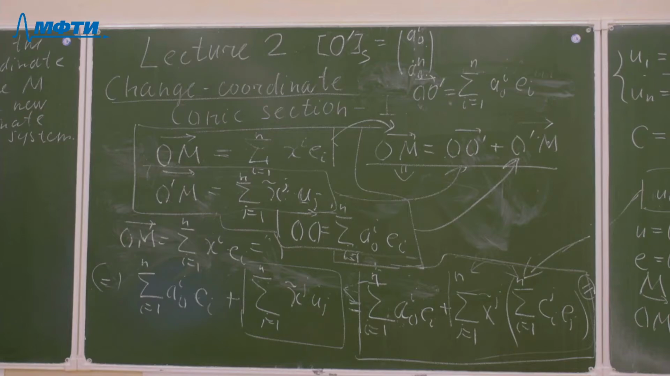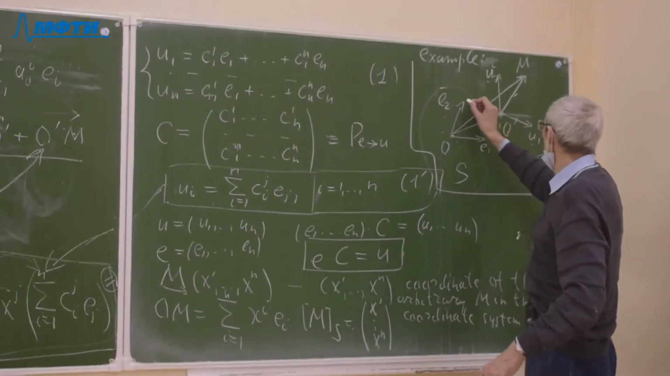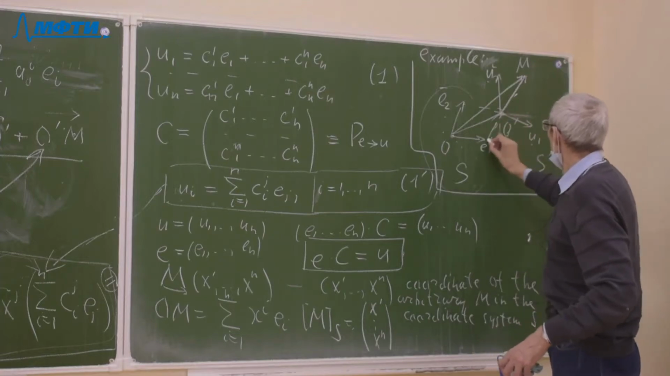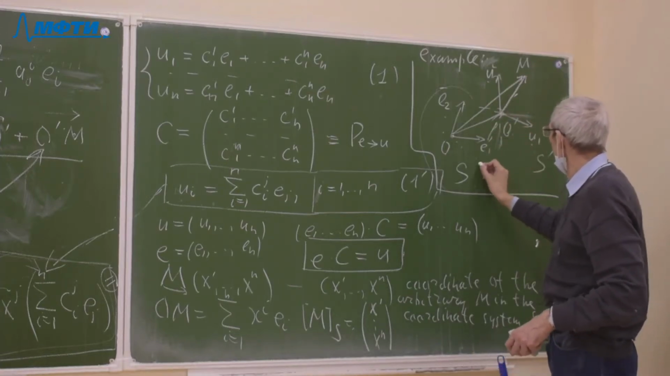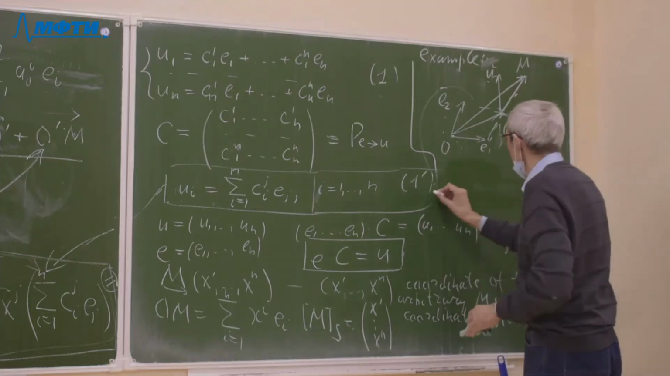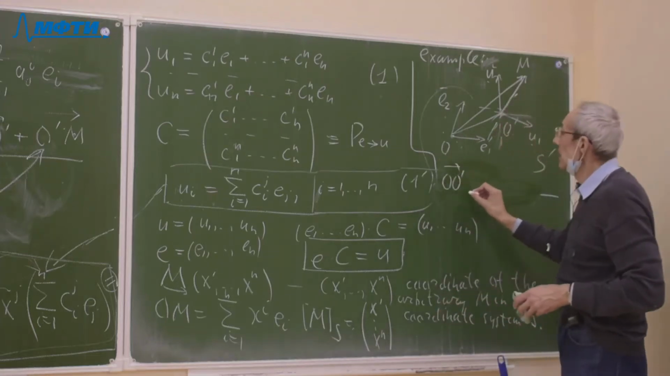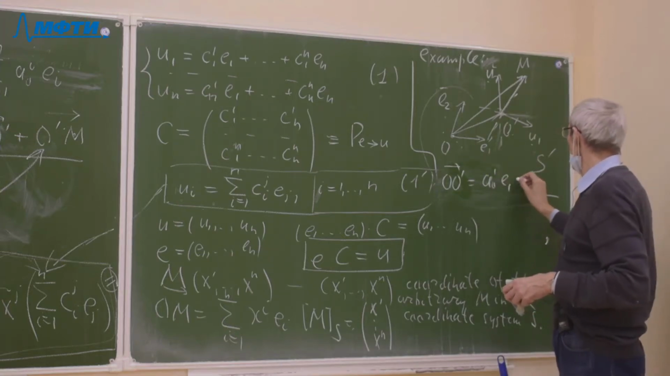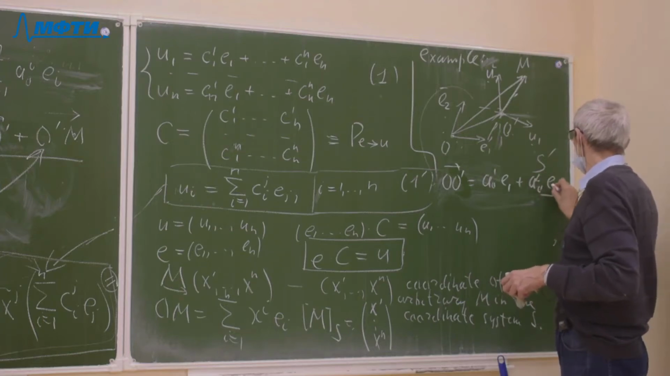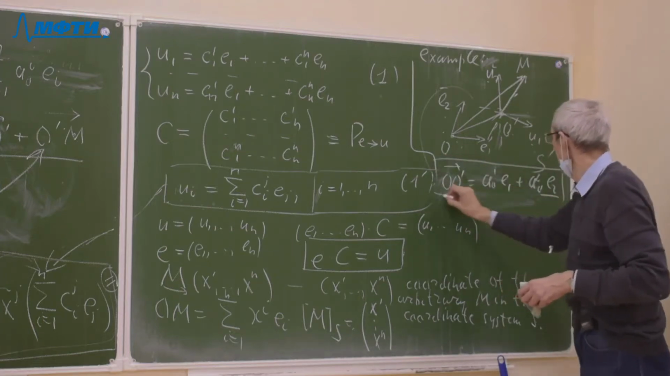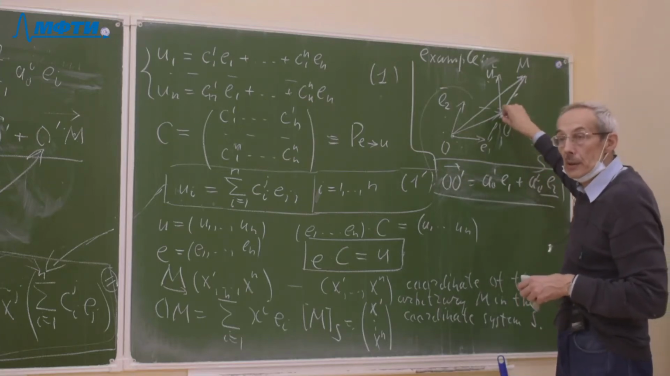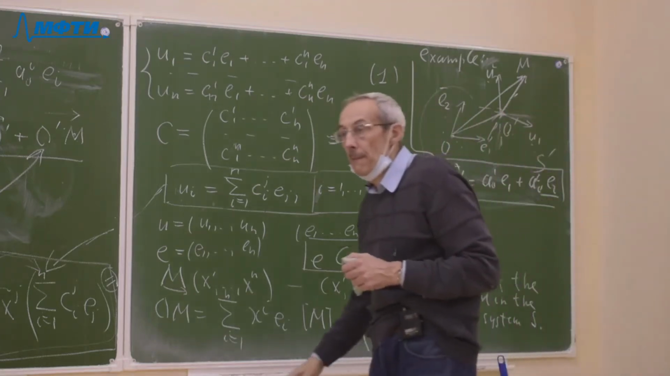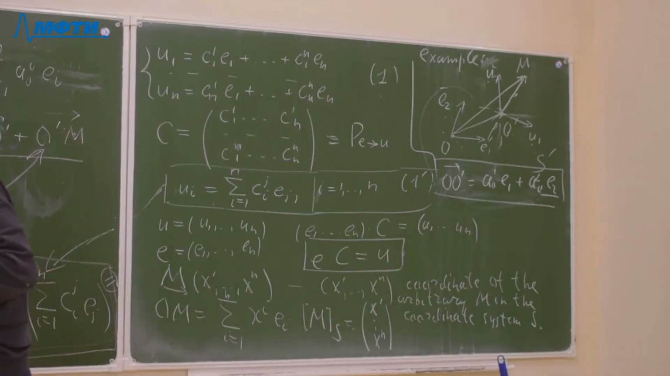And is there any case that we have, for example, A11 or A112? In our example, the coordinates of the vector O prime are A10 E1 plus A20 E2. The coordinates of the new origin in the old basis. Thank you very much. Okay.